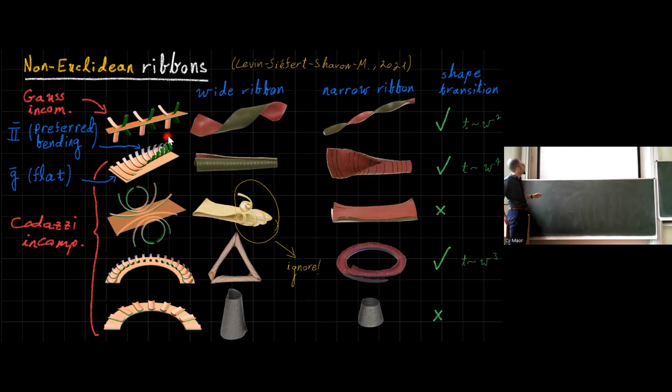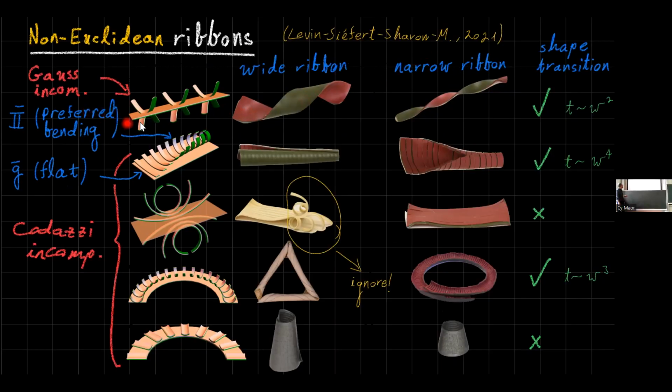It wants to be flat, but the normal wants to be a saddle at each point. Okay, so if you're wide, you get a certain shape, and if you're narrow, you get a completely different shape, and there is a shape transition where T equals W squared. And this is, as we'll see next, kind of the general case for Gaussian compatibility. Whenever the Gauss equation is not satisfied, then you have a shape transition at T comparable to W squared.